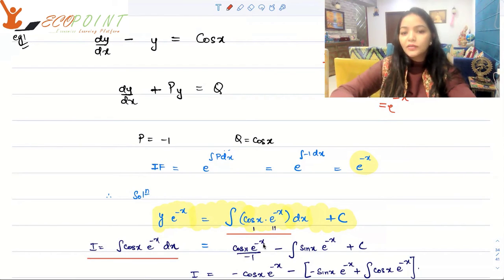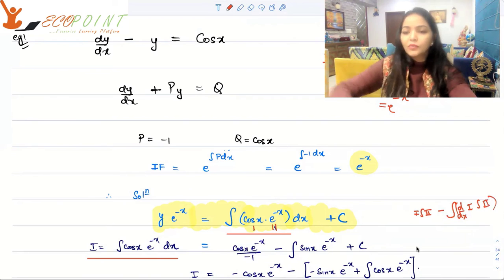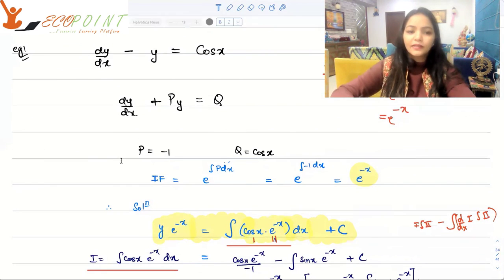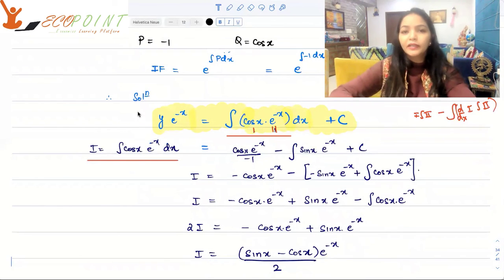So that will be cos x e to the power minus x upon minus 1 minus, suppose this is 1, this is 2, integral of 2 minus entire integral d by dx of 1 into integral of 2. That's your ILATE rule, which we commonly call by parts. So using by parts, you will have to integrate here.